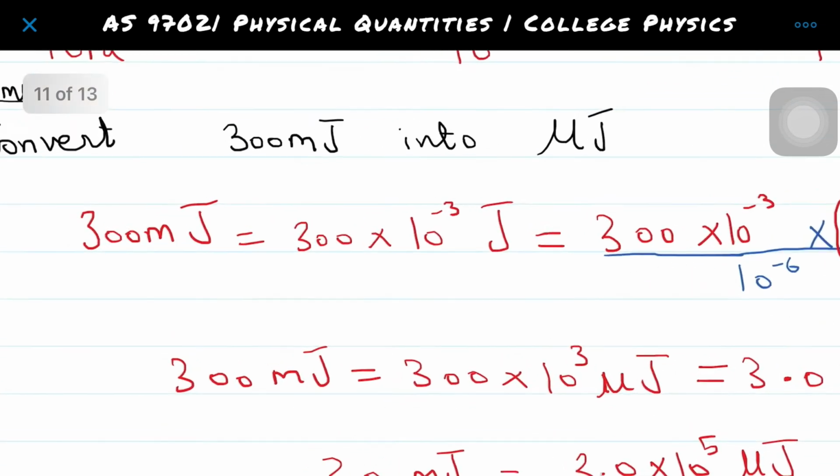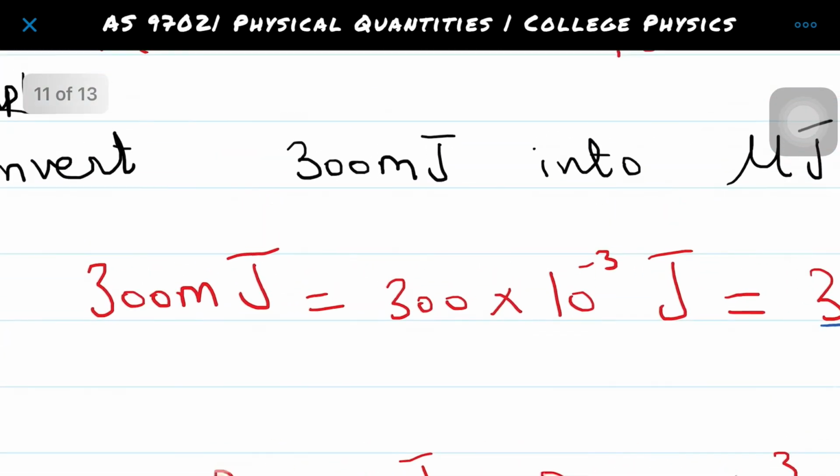So instead of the m, we'll remove the m of milli, and since we know that milli is basically 10 raised to the power minus 3, instead of milli, we'll write 300 into 10 raised to the power minus 3 joules. So we can see that we've removed the m, and instead we have substituted it with the correct power, 10 raised to the power minus 3. Right? So we know that 300 into 10 raised to the power minus 3 is millijoules.